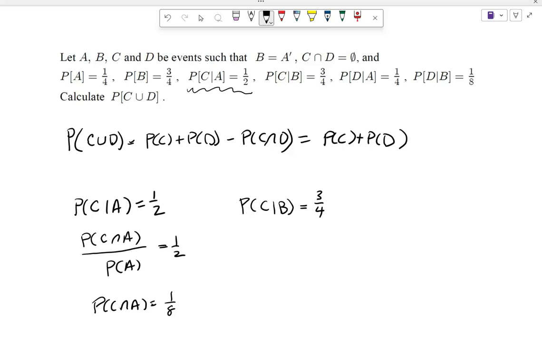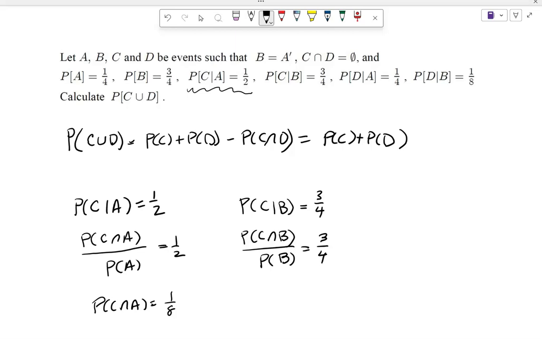So the probability of C intersect A is 1/8. We should be able to do the same kind of thing for C intersect B. So we're given that the probability of C given B is 3/4. Do the exact same thing like we did in the first part, a minute ago. Use our formula to rewrite the conditional.